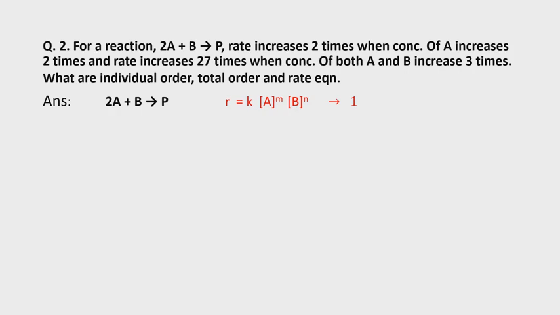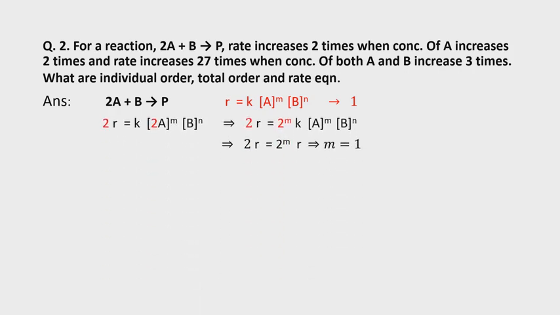Look at 2A plus B gives P. All of you know, it is already given. So R equal to K into A power M B power N, that is the rate equation. We have been studying it for the last 2-3 classes. R equal to K A power M B power N. It is fixed. You have to learn it by heart. It is a general rate equation.